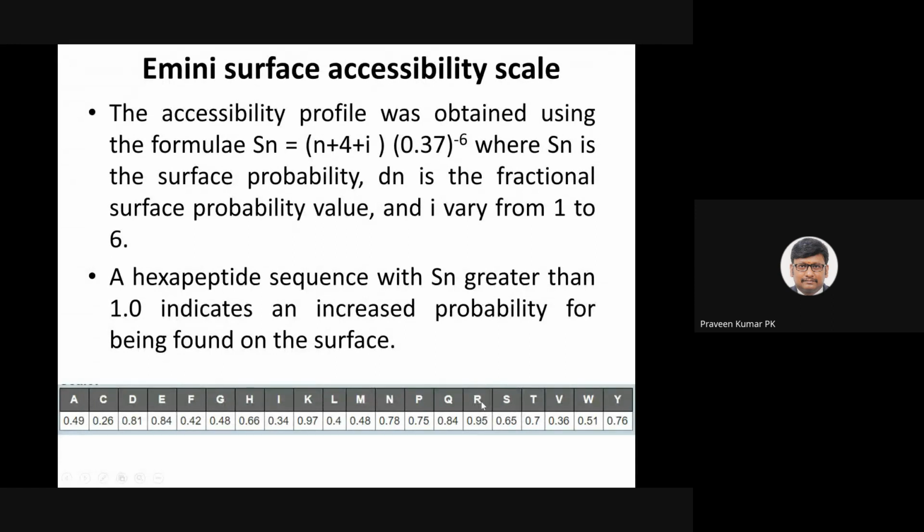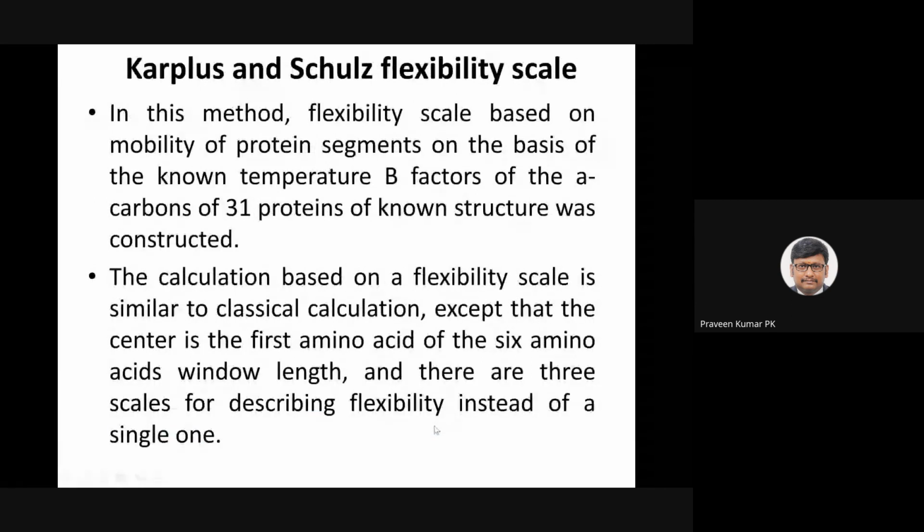If you see, R is having 0.95, K lysine is 0.97. These are the most important binding sites, of course. Okay, if you have K and R in epitopic regions, these can bind efficiently with the paratope region of the antibody. So this is the meaning of the AIML surface accessibility.